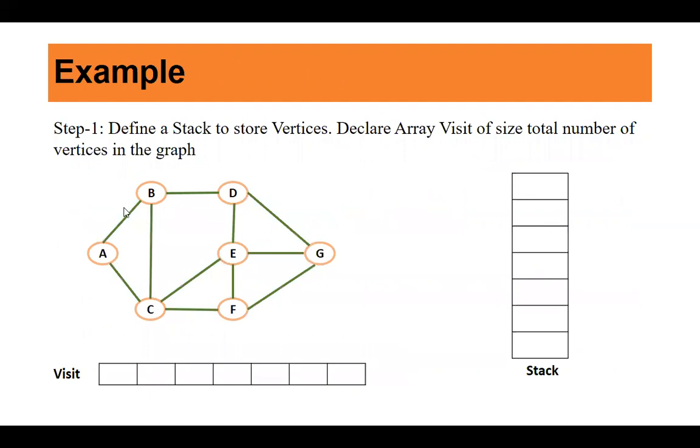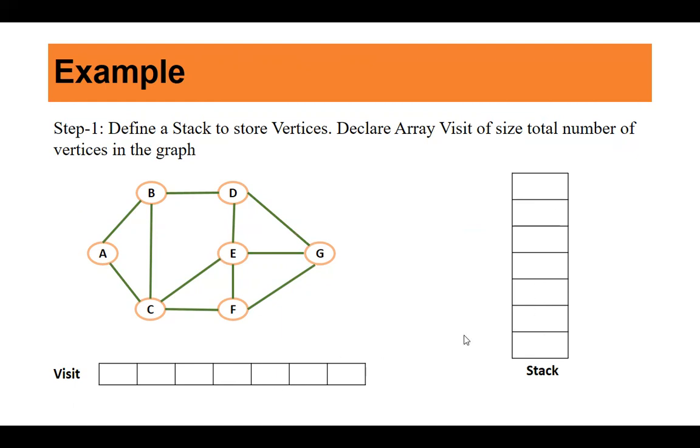Now this is the graph which is given, right? And you need to carry out a depth first search traversal of this graph. What is required before we start the traversal? We need a stack to push in the vertices, and we need an array called visit, which will keep track of all the vertices which are visited. Fine. So in the beginning, visit is empty and the stack is also empty.